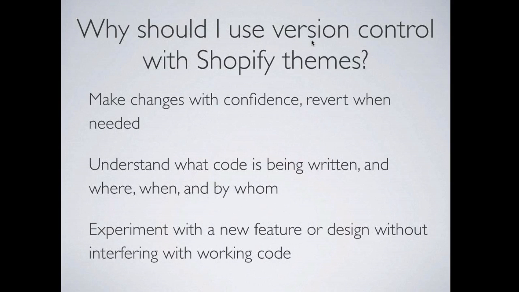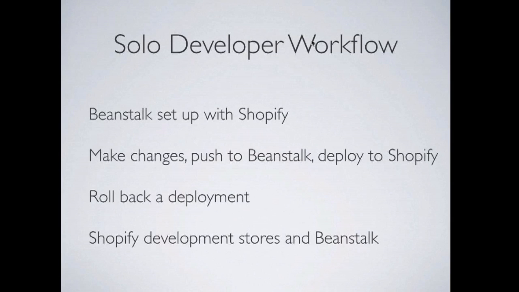If you're on a team, version control is great because you can understand all the code that's being written on your entire repository, where it's being written, who's doing it, when all those commits happen. You can see who's working, who's not working. It's pretty great. Another really awesome feature is that you can experiment with new features or designs without having to interfere with any of your current working code. So if you have a live store up and you want to make some design changes, but you're not sure how they're going to look or how they're going to work yet, you can create a branch and deploy that to a development store and fiddle around and make sure everything's going to work. And then once you've decided everything's good, you can merge that branch back in and deploy that to your main live store.